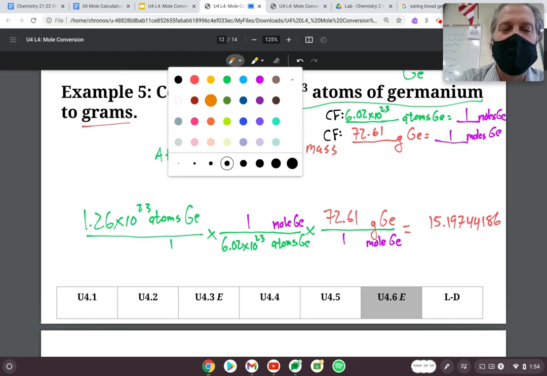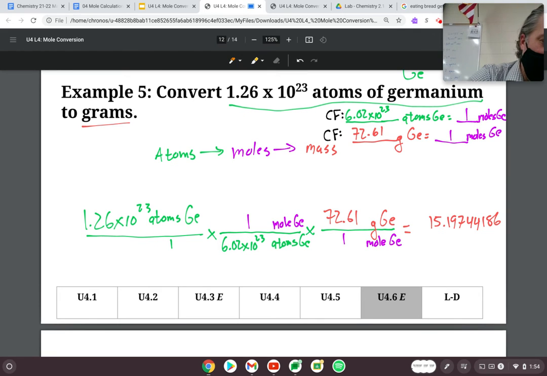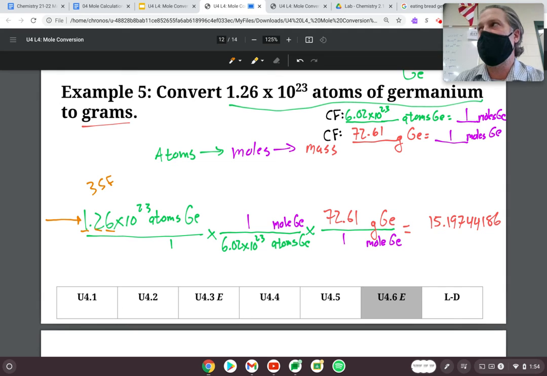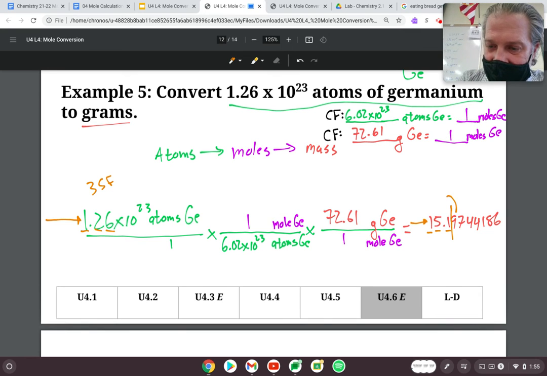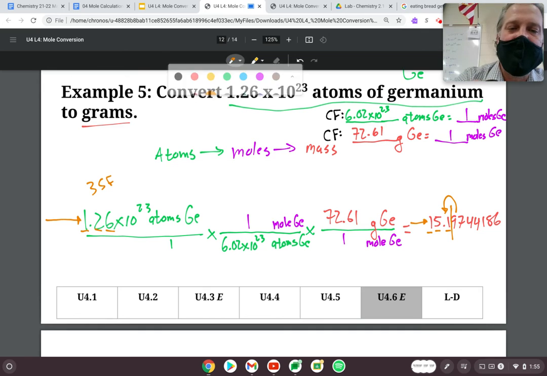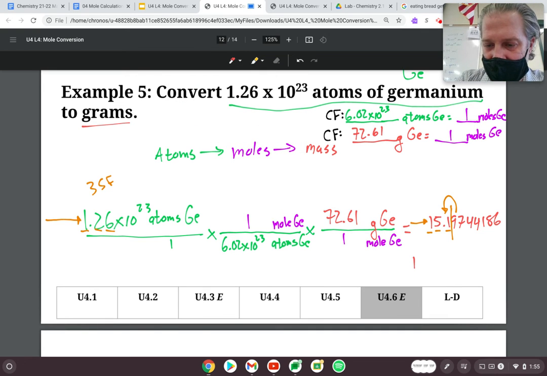Now the next thing that I need to do is assess the number of significant figures that I have to report in my answer. And so I'm going to draw an arrow for my given number, and I'm going to count 1, 2, 3, and that's 3 sig figs. I'm then going to draw an arrow to the first non-zero digit of my answer, and then count 1, 2, 3. And then I'm going to draw a line after that, and I'm going to see that that 9 rounds that 1 up. So my final answer here is going to be 15.2 grams of germanium.